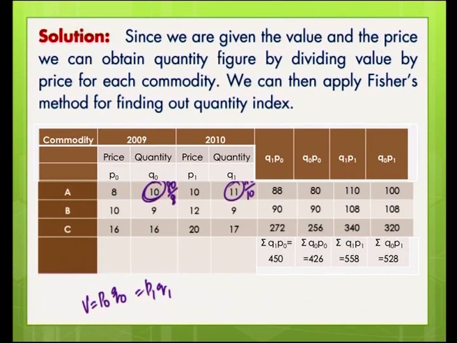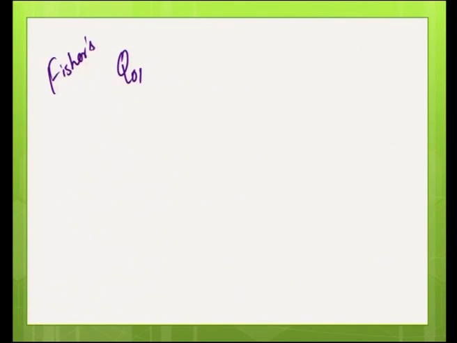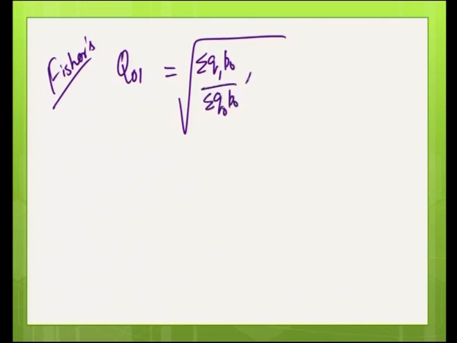And we just have to calculate summation Q1 P0. Q1 P0 is, for example, Q1 into P0. Q1 is 11 into P0 is 8. So 11 into 8, 88. Likewise, the values are calculated, their summations are taken, and now it is substituted in the quantity index number formula, Fisher's ideal method, which is root of summation Q1 P0 by summation Q0 P0 into summation Q1 P1 by summation Q0 P1 into 100.